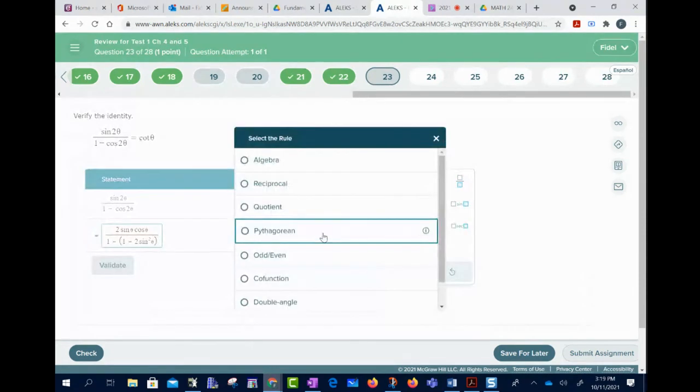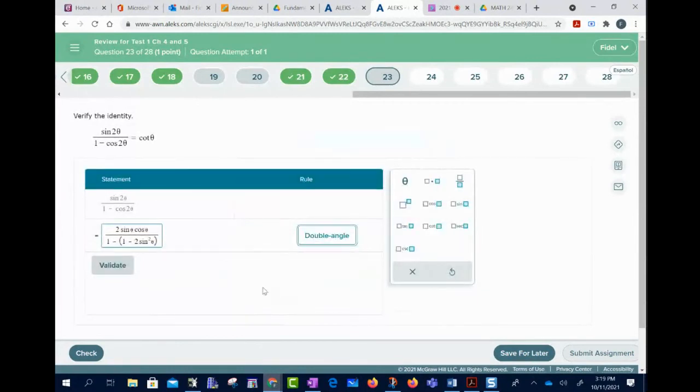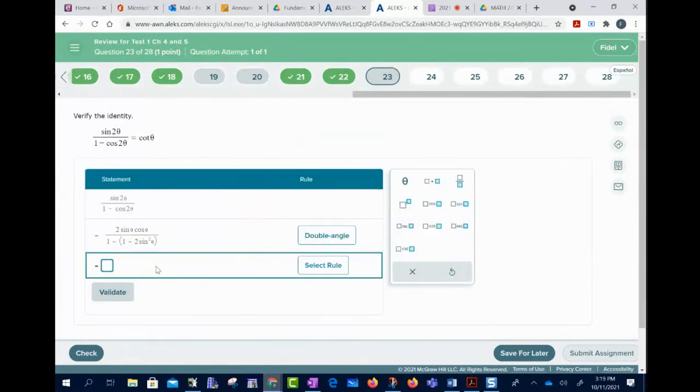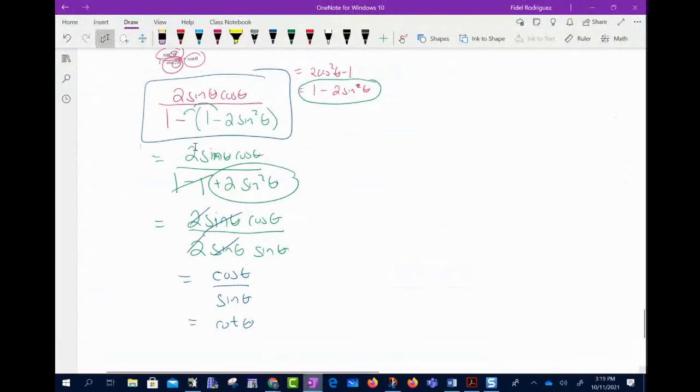Like that. And what do we use? Double angle. Boom. There we go. Let's validate it. Okay. And then we come back to my paper. Okay, what do we do next?